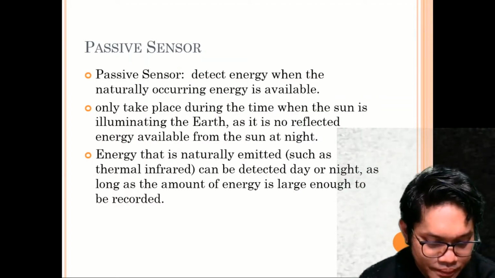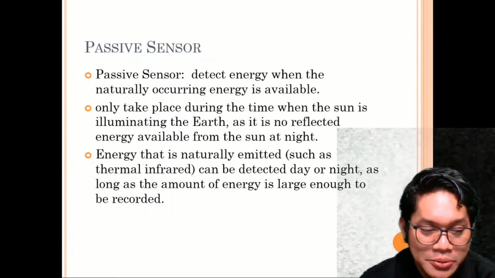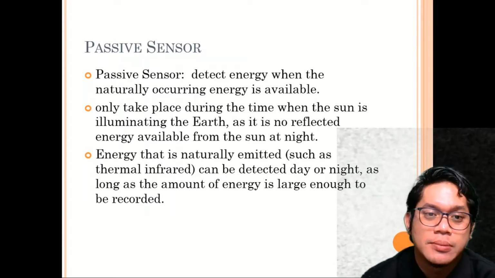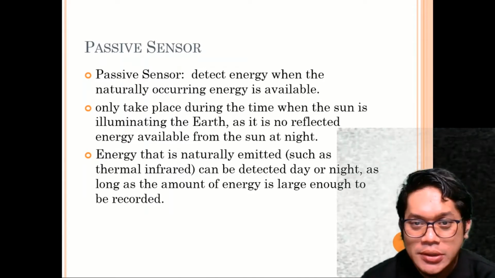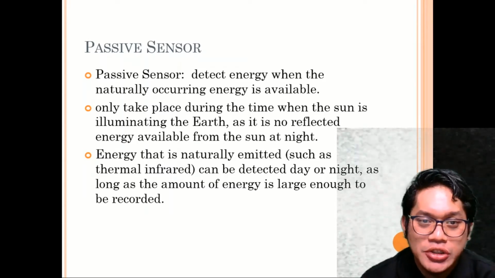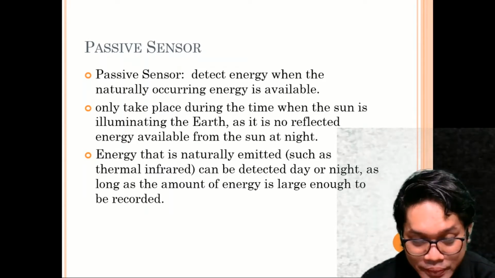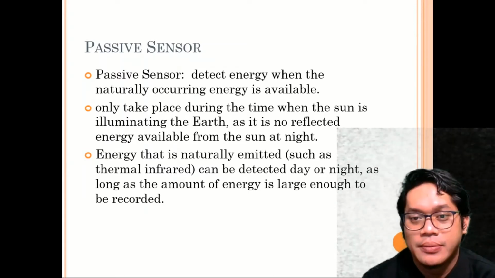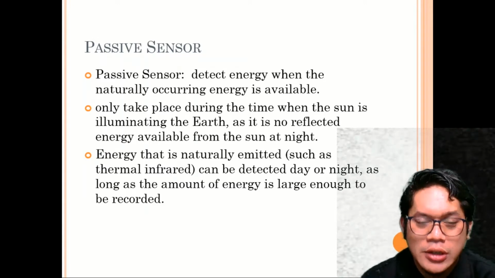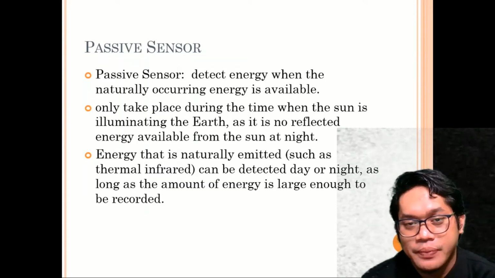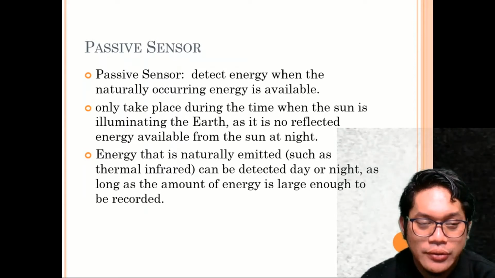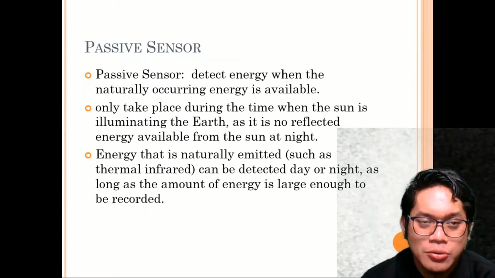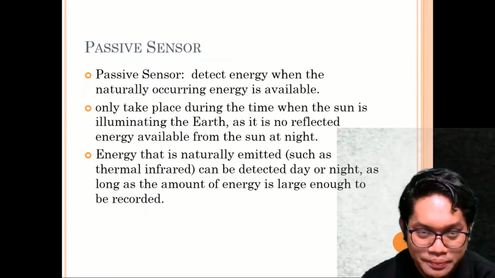So that's basically how it goes. And as we discussed before, there are two types of sensors, which are passive and active sensors. So we look into what a passive sensor is. Basically, a passive sensor detects energy when naturally occurring energy is available, which only takes place while the sun illuminates the earth. Therefore, it only happens during the daytime. So the effective data collection will be during the daytime, and not much information will be collected during the night time.